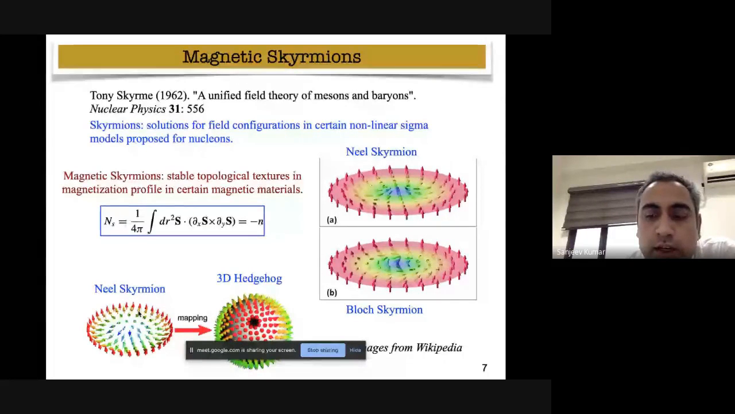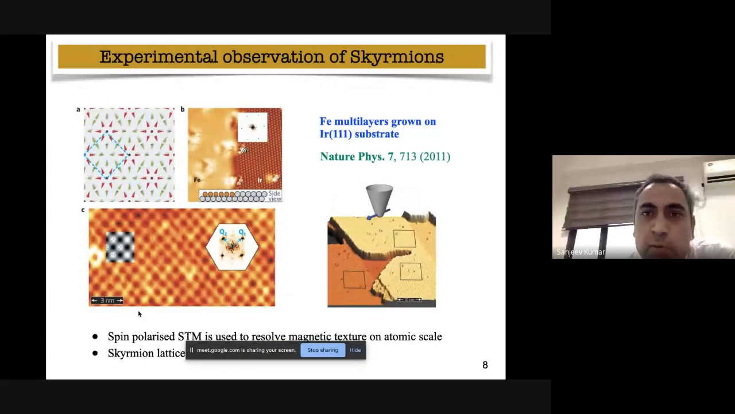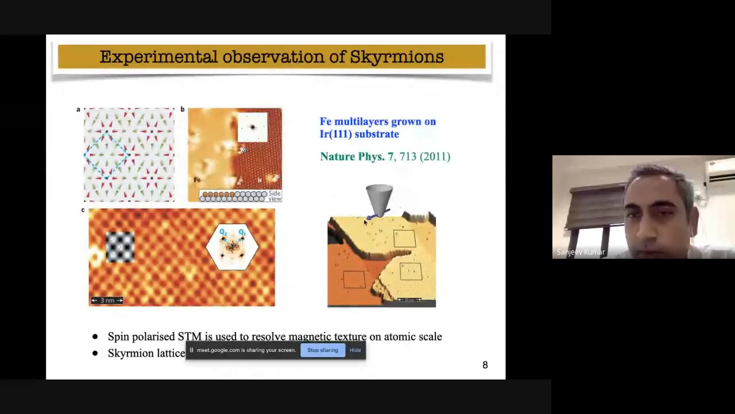As I said, these have really been observed in experiments. So let me share some slides on the experimental observations of these objects. Here is a spin polarized STM picture for an iron multilayer on an iridium substrate. This paper came in Nature Physics in 2011, and the idea of spin polarized STM is that your STM tip has a particular magnetization direction, and therefore you will be able to map the magnetization of the underlying pattern by looking at the tunneling spectra.